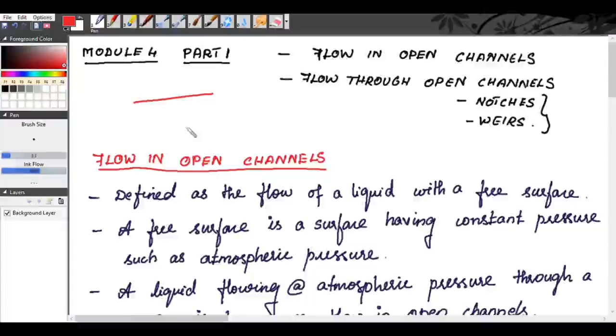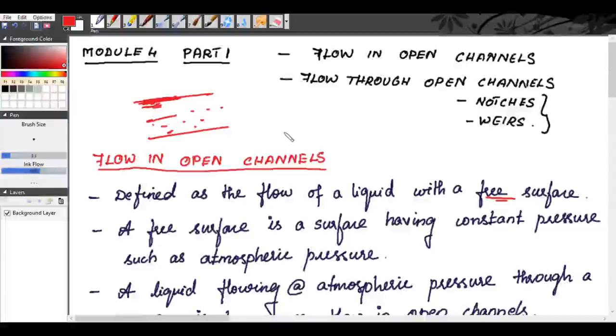When you are taking a pipe flowing full, there is no free surface, because the liquid coincides with the surface of the tube. Then that is not a free surface. It is defined as the flow of a liquid with a free surface. So it should be flowing half. It should not touch the top surface.